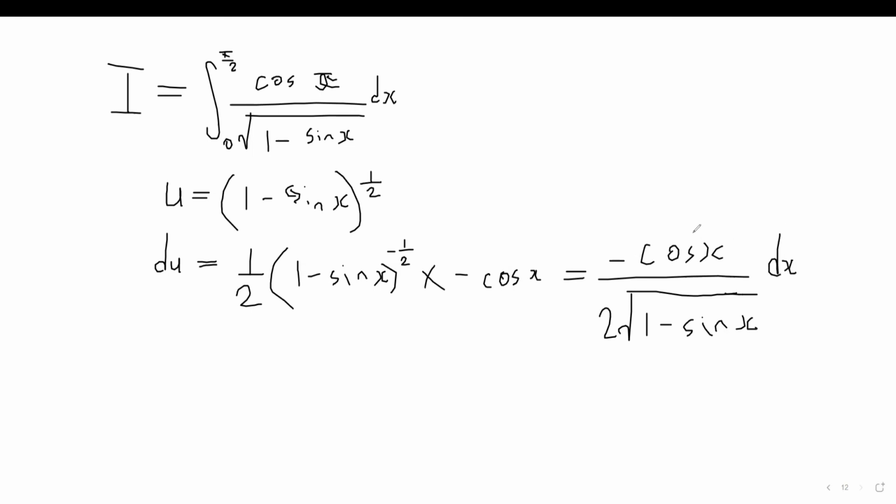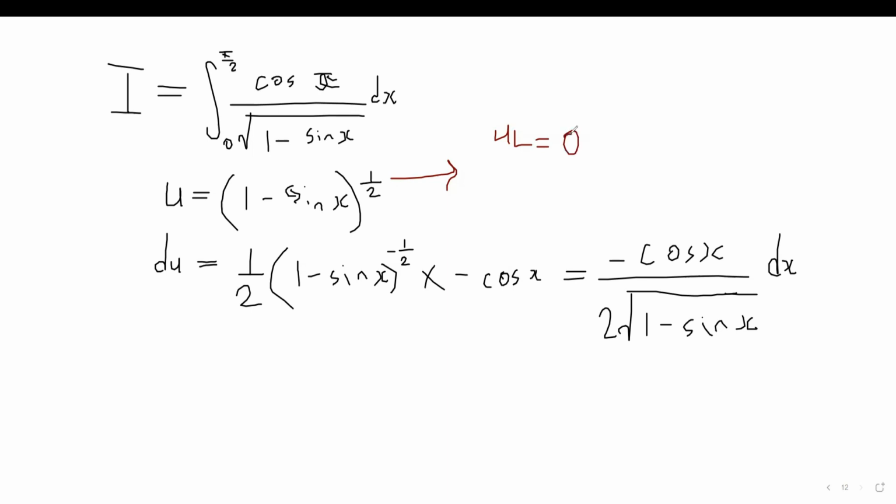Now, Marika, look at this. We have a dx right here, and we have limits with u. So, of course, you're always going to need to change your limits when you're using u substitution. So the upper limit is going to become, if we're using u as 1 minus sine x, plug in the sine of pi by 2. 1 minus the sine of pi by 2. The sine of 90 is 1, so 1 minus 1 is 0. 0 to the half is 0. So the upper limit is 0.